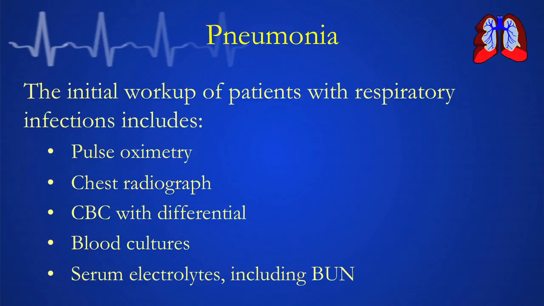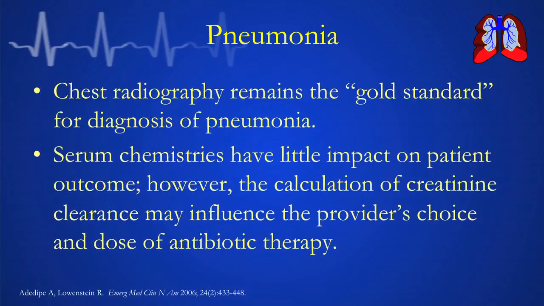What's your initial workup going to be? Pulse ox, chest x-ray, CBC with diff, blood cultures, serum electrolytes including a BUN. For me, it's definitely a lactate right now, and we'll see over the next couple weeks to months if it's a procalcitonin. Your chest radiograph remains the gold standard for diagnosing pneumonia. Serum chemistries have little impact on patient outcome. However, calculation of creatinine clearance may influence your choice and dose of antibiotic therapy.